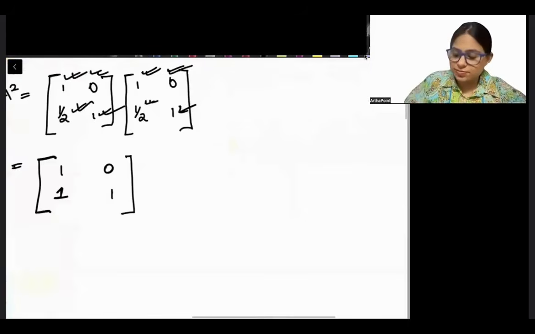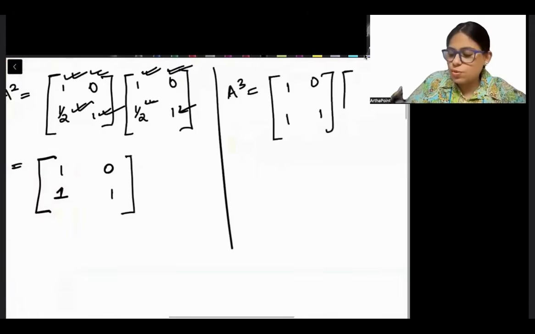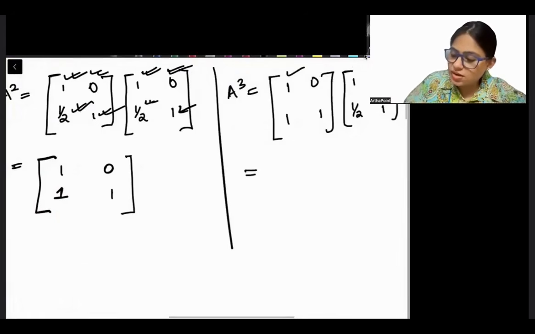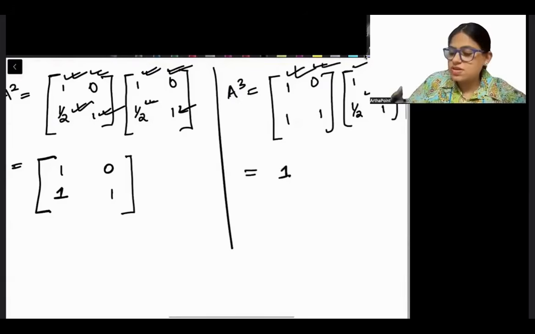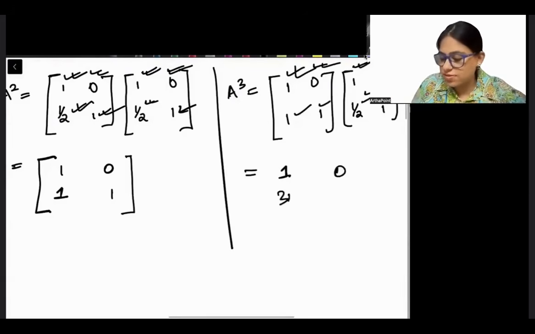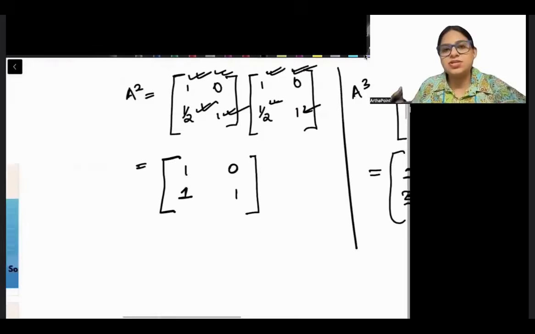Find out A cube beta. A cube will be A square into A. This will be 1 into 1 plus 0 into half, which means 1. 1 into 0 plus 0 into 1, 0. 1 into 1 plus 1 into half, 3 by 2. And 1 into 0 plus 1 into 1, 1. Can you see the pattern?